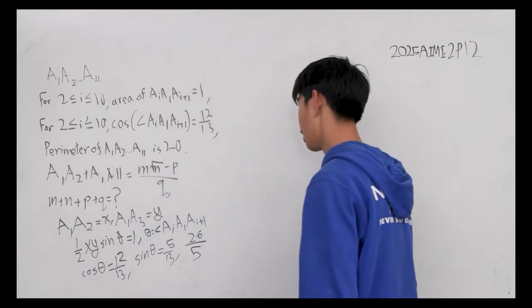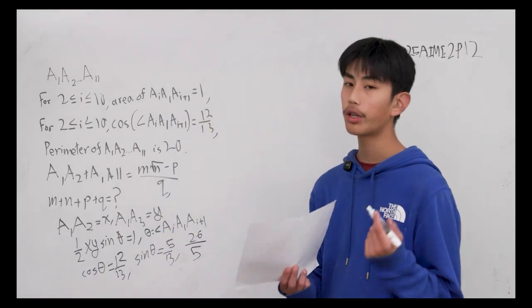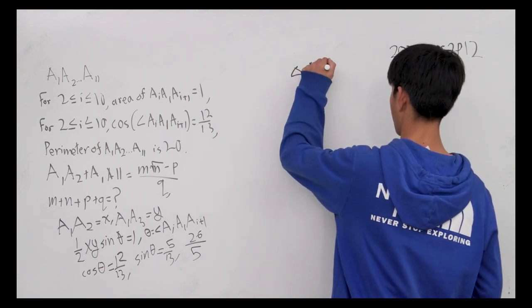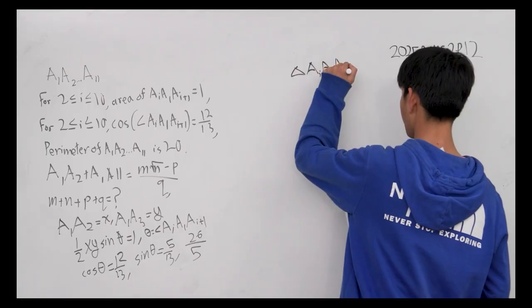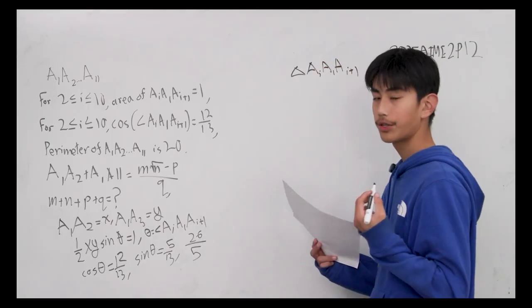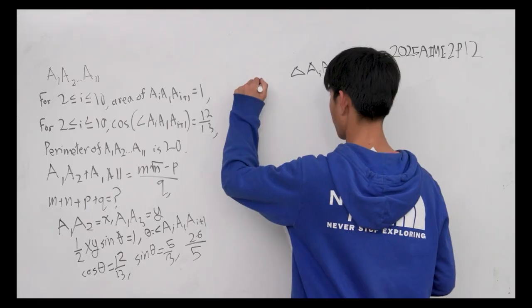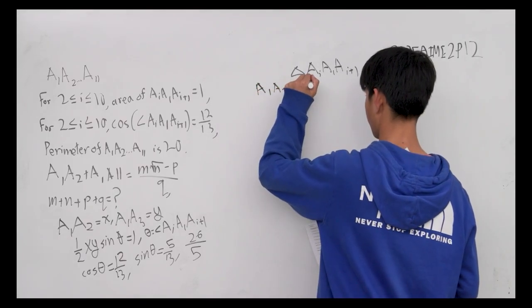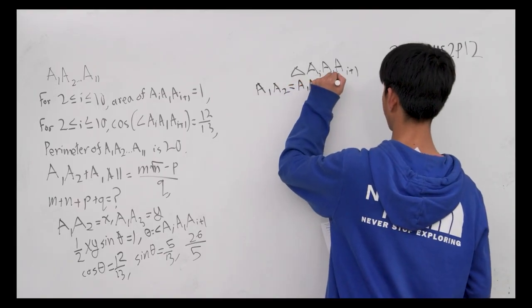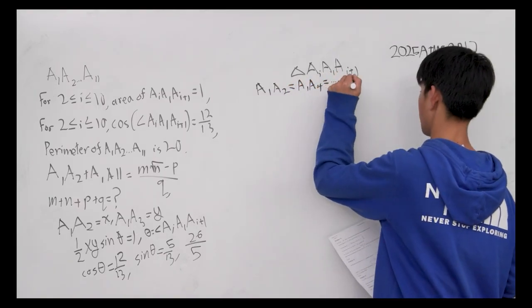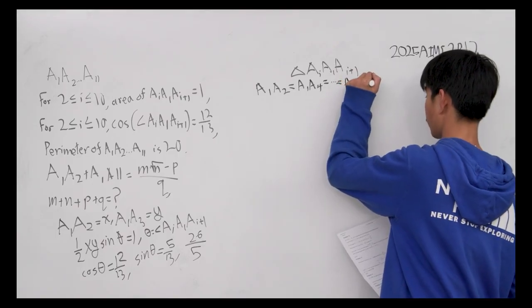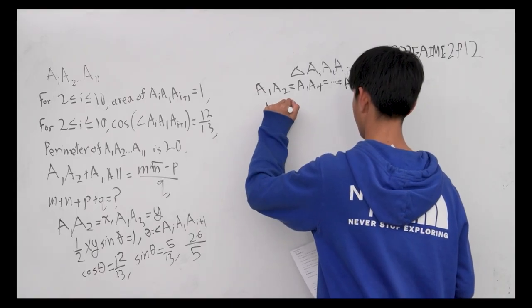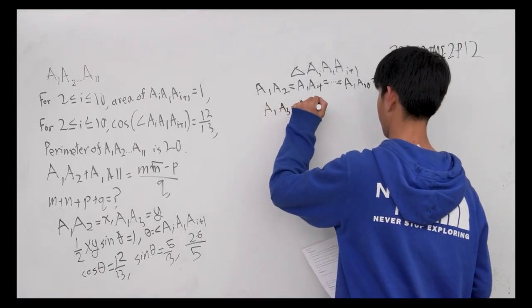Now, this was just the first triangle, but we can repeat this process for triangle A sub I, A1, A sub I plus 1. And from this, we find out that our length A sub 1, A sub 2 is equal to A sub 1, A sub 4 is equal to, eventually, the length A sub 1, A sub 10, which is x. Similarly, A sub 1, A sub 3, A sub 1, A sub 5.